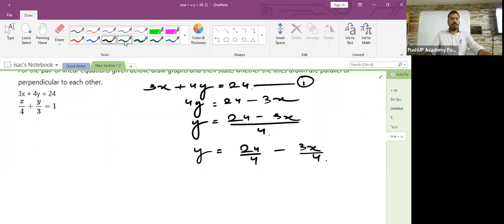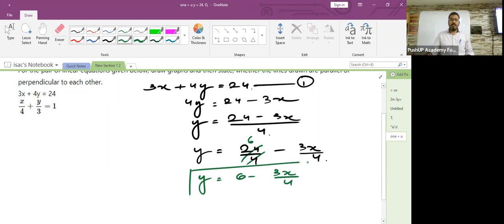Now, what is 24 by 4? 24 by 4 is 6. Very good. So you get y is equal to 6 minus 3x divided by 4. This would be the simplest form of this equation.